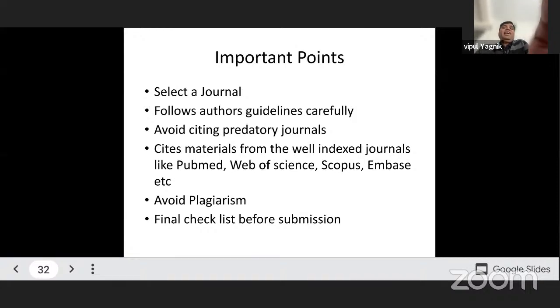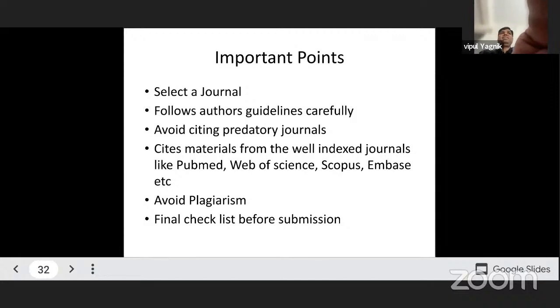So at the end, what important points do you need to keep in mind? First thing is to select an appropriate journal for your work. Please look at the aim and scope of the journal to see if it suits your work. Follow the author's guidelines carefully. Avoid citing predatory journals. Predatory journals are journals which publish to generate revenue. They are not of good scientific quality. So you have to avoid citing predatory journals.